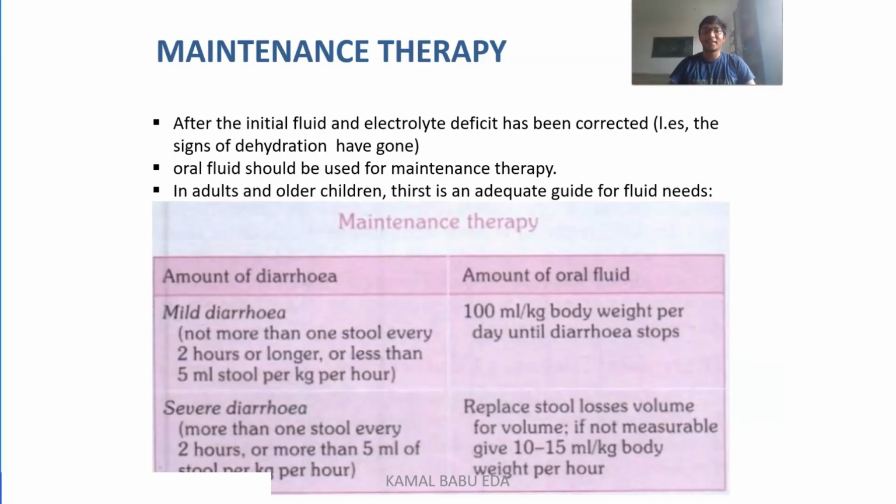Let's discuss maintenance therapy. Once they come to know that the signs of dehydration have gone, they will initiate maintenance therapy, based on the diarrhea. If it is mild diarrhea, meaning the person is not passing stools more than once in 2 hours or longer, and the amount of diarrhea is less than 5 ml per kg body weight, then they will administer 100 ml per kg body weight until the diarrhea stops.